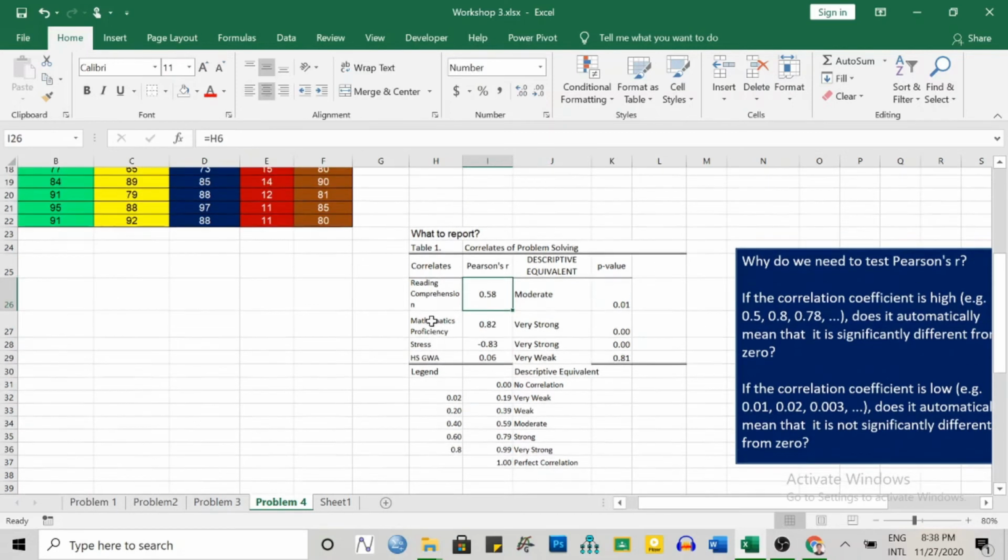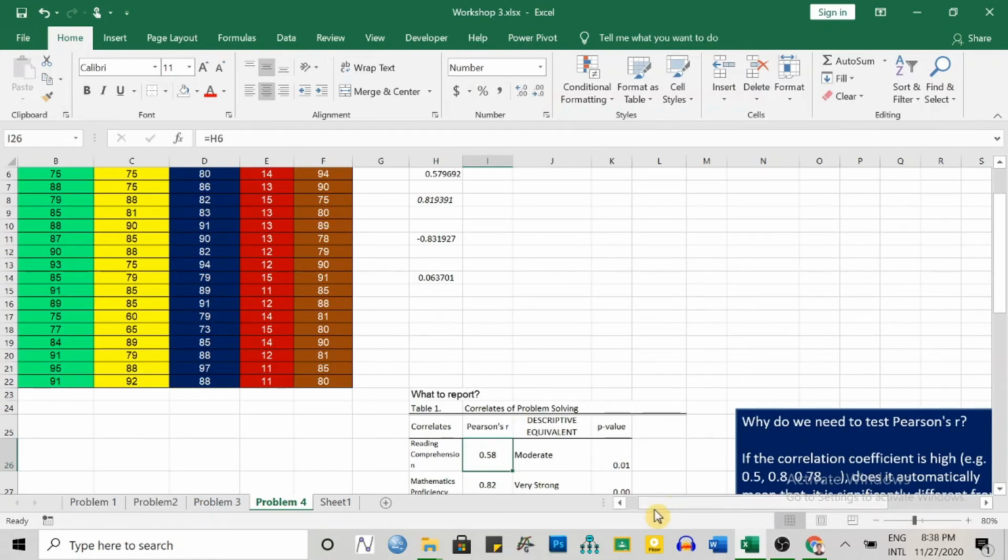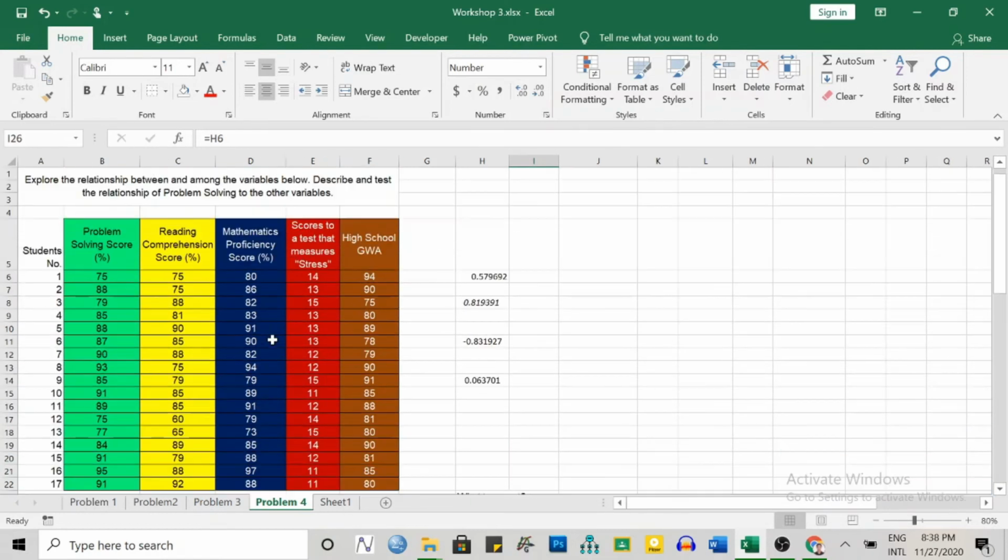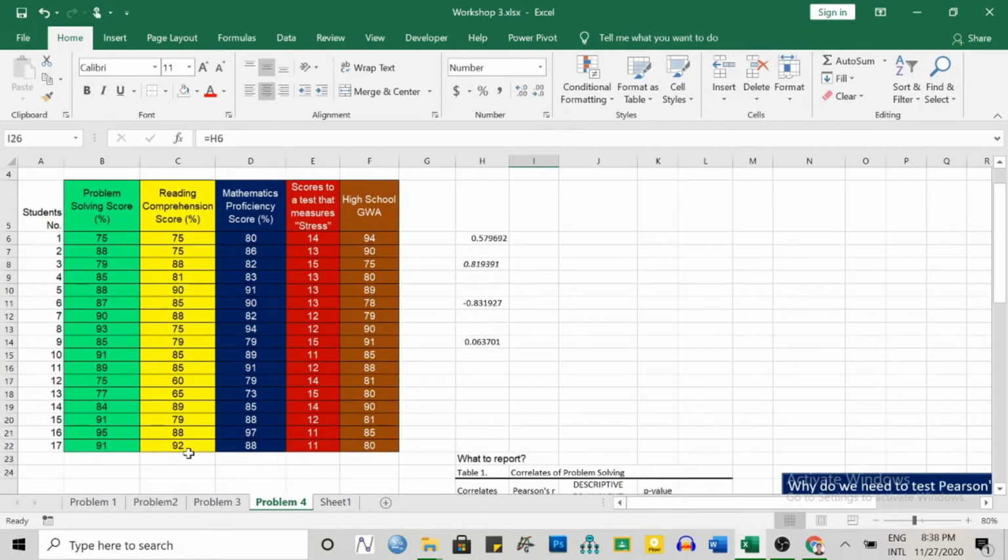Our Pearson's r is positive and it's moderate. This means that the correlation between problem solving and reading comprehension is moderate. If the score in problem solving increases, there is a moderate tendency that the score of that student also increases in reading comprehension. Our interpretation is vice versa.